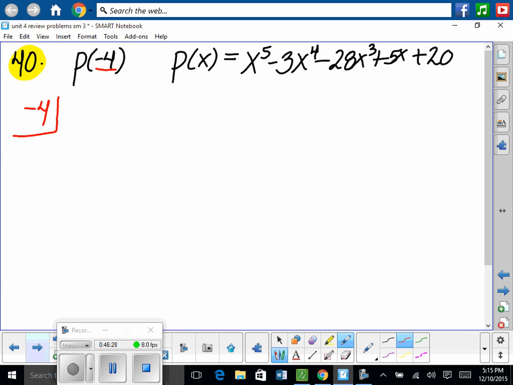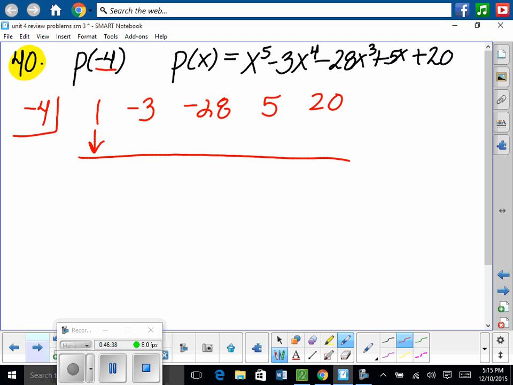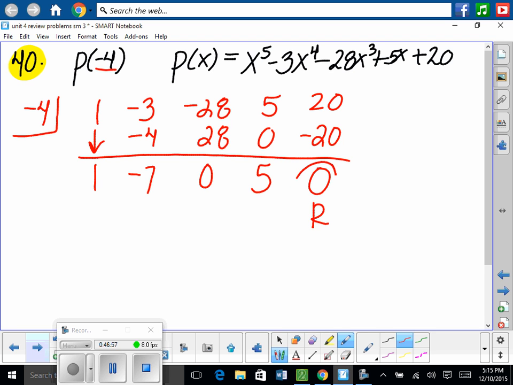So I set up negative 4 in my box here. 1, negative 3, negative 28, positive 5, and 20. And then I draw my line, drop this down. I'll go through this, and that's negative 4. Add straight down to negative 7. Multiply that up, you get 28. You get 0 when you add straight down. 0 times negative 4 is 0. Add straight down is 5. 5 times negative 4 is negative 20. And you add straight down, you get 0. So our remainder was 0.